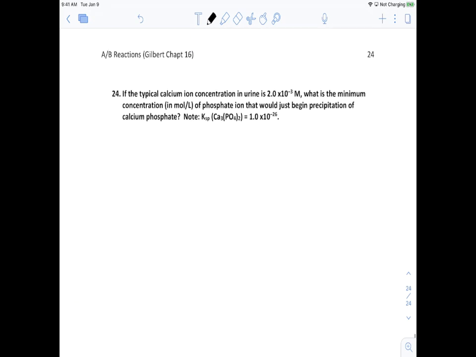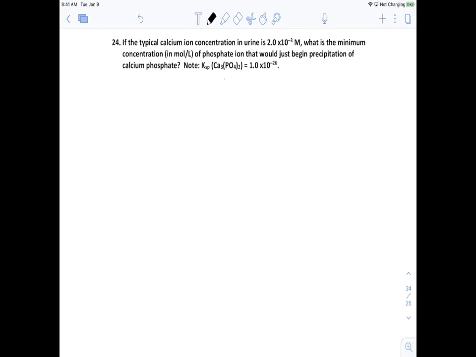All right, number 3 is a slightly different problem, but you might be able to handle it. It's again a precipitation problem, but the question is: the typical calcium ion concentration in urine is 2 times 10 to the minus 3 molar. What's the minimum concentration of phosphate ion that would just begin to precipitate calcium phosphate? Why don't you try turning off the video, seeing if you can figure this out, and then I'll do it for you.